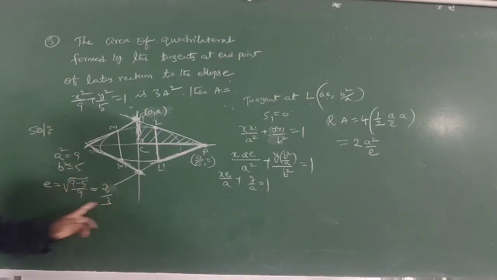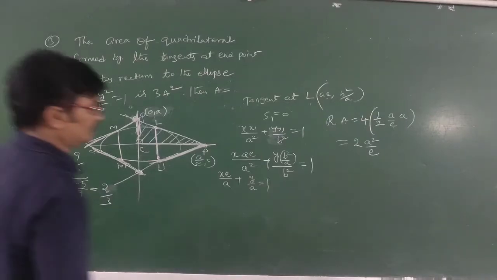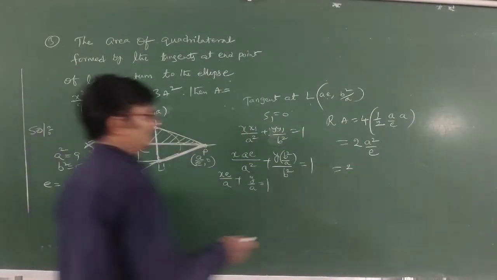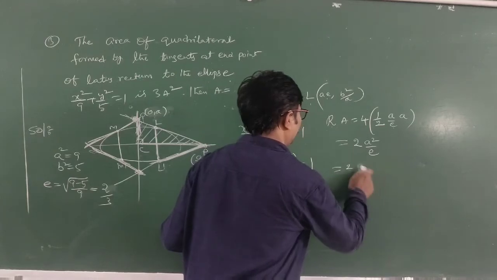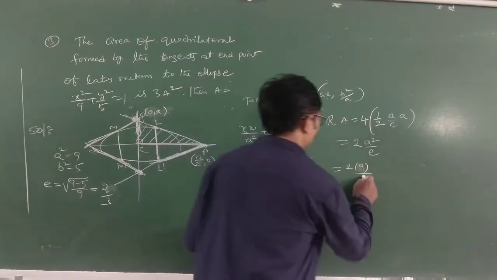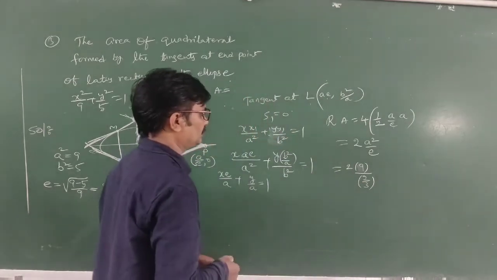Root 4 is 2, 2 by 3. So students, we can write this as 2a square by... My dear students, undoubtedly the required area is 2 into the value of a square, which is 9 by e, that is, 2 by 3.